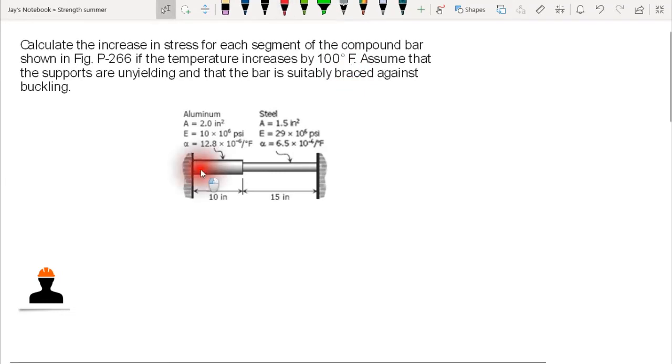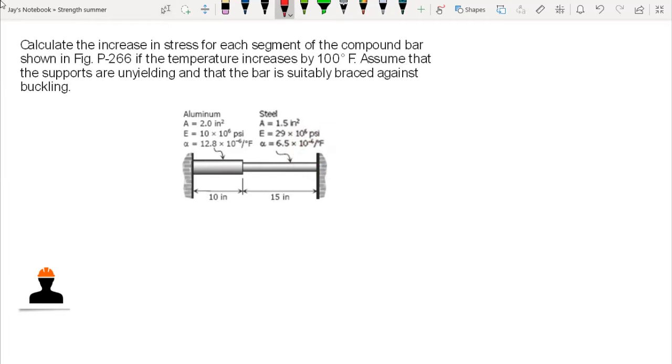So we have this bar that is restrained at both ends, and we have these specifications. For the aluminum, the area is 2 square inch, the modulus of elasticity is 10 times 10 raised to the 6 pounds per square inch, and the coefficient of thermal expansion is 12.8 times 10 raised to negative 6 per degree Fahrenheit. For the steel, the area is 1.5 square inch, the modulus of elasticity is 29 times 10 raised to the 6 psi, and the coefficient of expansion is 6.5 times 10 raised to negative 6 per degree Fahrenheit.